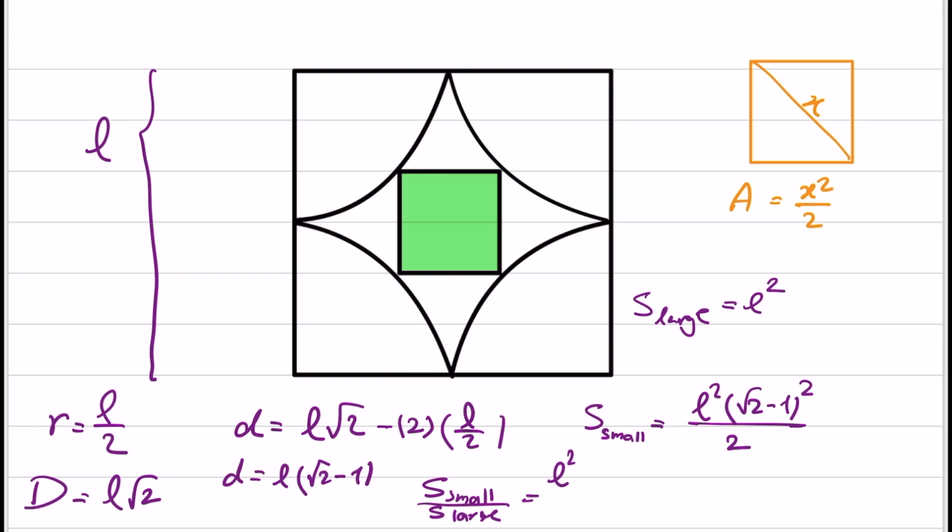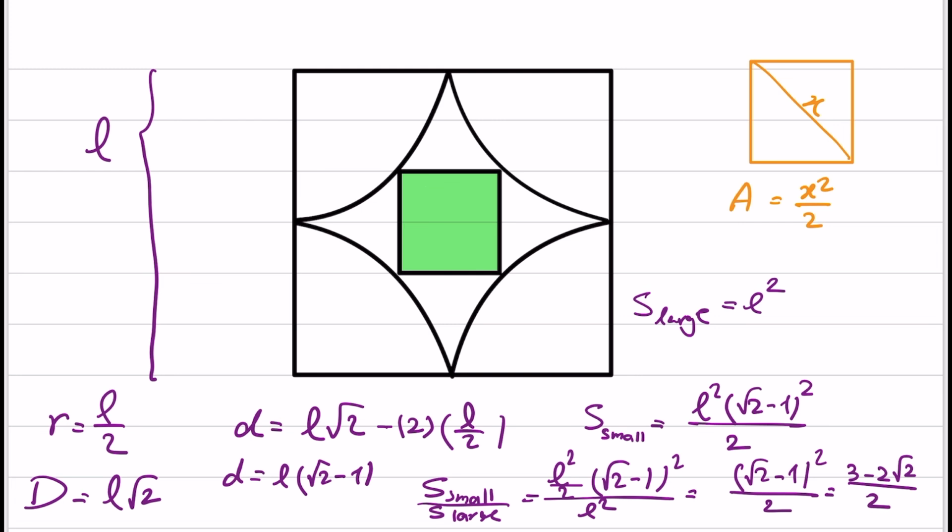S small over S large is equal to (square root of 2 minus 1) squared over 2, and from this we have 3 minus 2 times square root of 2, divided by 2. Yeah, you can simplify this further.